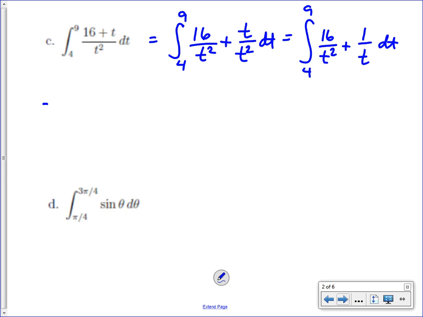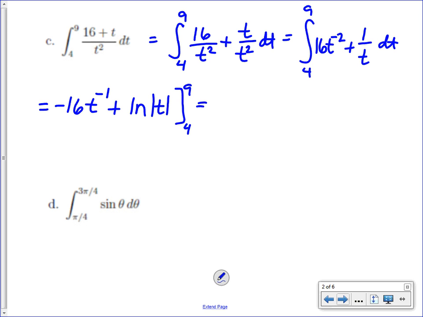Okay, now I'm going to antiderive. And actually, I'm going to convert that 16 over t squared to 16 times t to the negative 2 power. Again, so that I can apply that power rule, okay? All right, so I'm going to add 1 to my exponent, divide by that number, which is going to make that negative, plus, and I hope you remember, the antiderivative of 1 over t is the natural log of the absolute value of t.